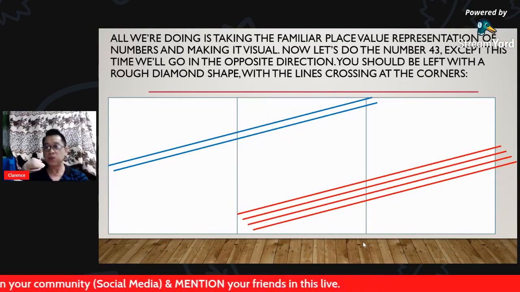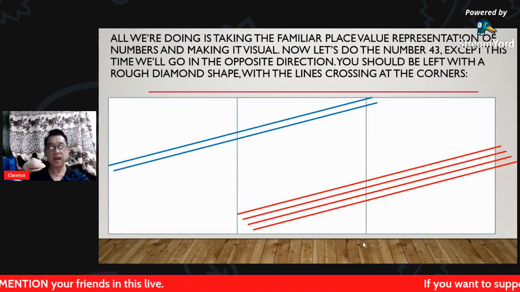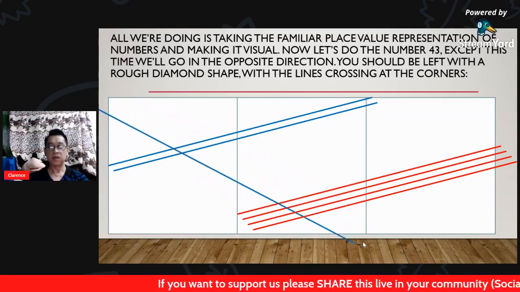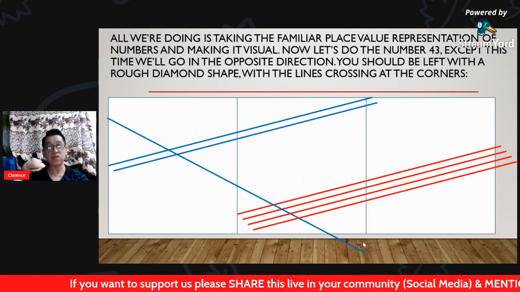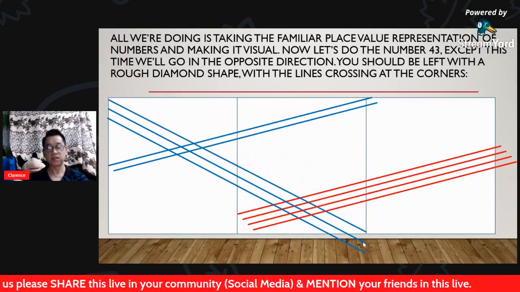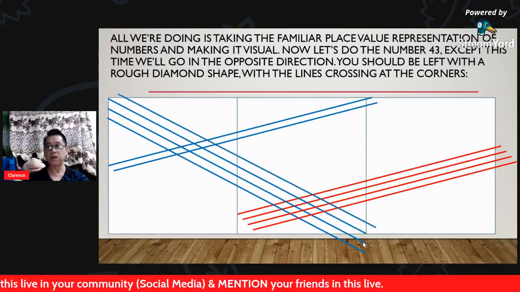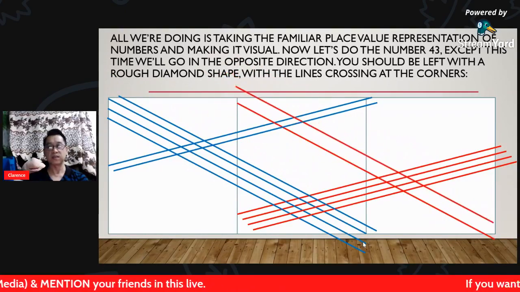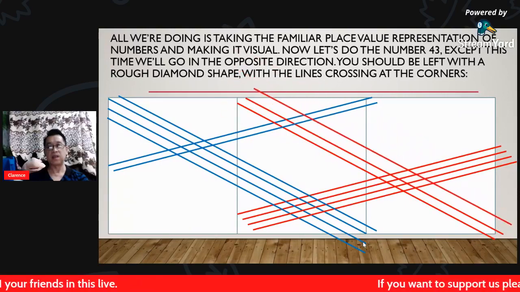Okay, let us now do the number 43. Again, we'll be doing this in the opposite direction. For our four tens, we'll be using again the blue lines. For our three ones, we'll be using the red lines. There you are.